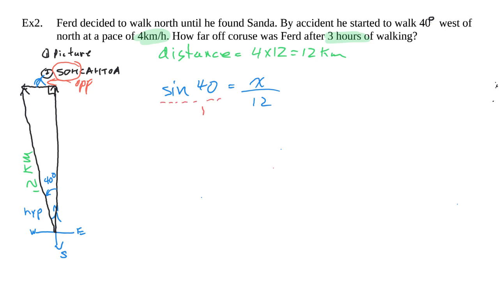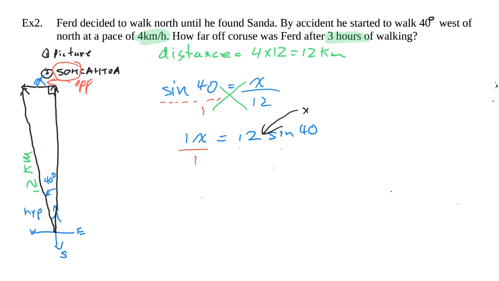Don't bother changing sine of 40. What we can do is cross multiply by going 1 times x is equal to, notice, the 12 goes in front of sine of 40. Now, that space between the 12 and sine 40 means that we're going to have to do 12 times sine 40 and do our final answer and divide by 1. So I'll just show you what happens.